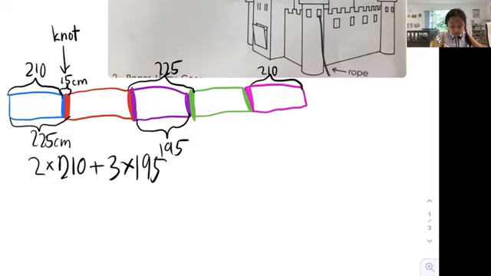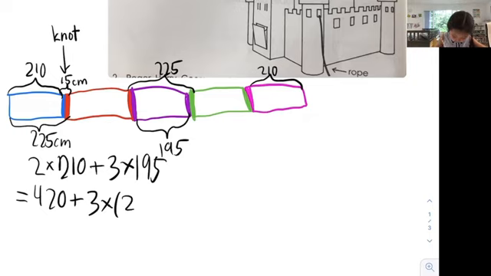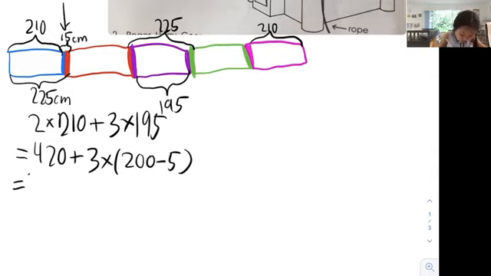And then we need to solve this. Equals 2 times 210 is actually 420. 420, and 3 times 195. But 195, did you find this number? That it's actually 200 minus 5. And this is a tip of solving multiplication. Now this is plus 3 times, and then we put parentheses, 200 minus 5, equals 420 plus, and then we do 3 times 200. That's the distributive law here.